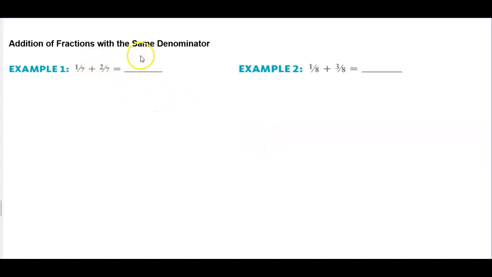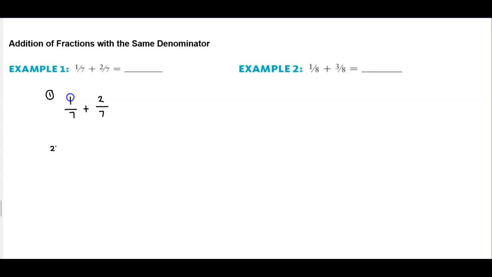Adding of fractions with the same denominator. So let's take a look at example 1: 1 over 7 plus 2 over 7. So if we have 1 over 7 and we want to add 2 over 7, you can see that we already have a common denominator of 7.